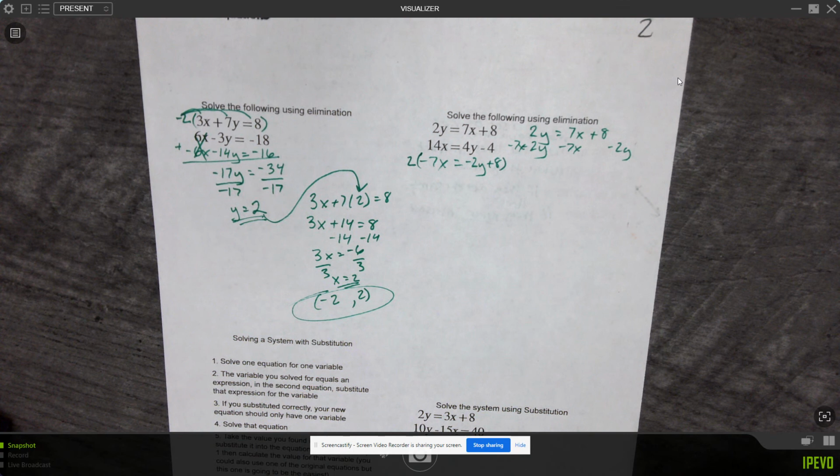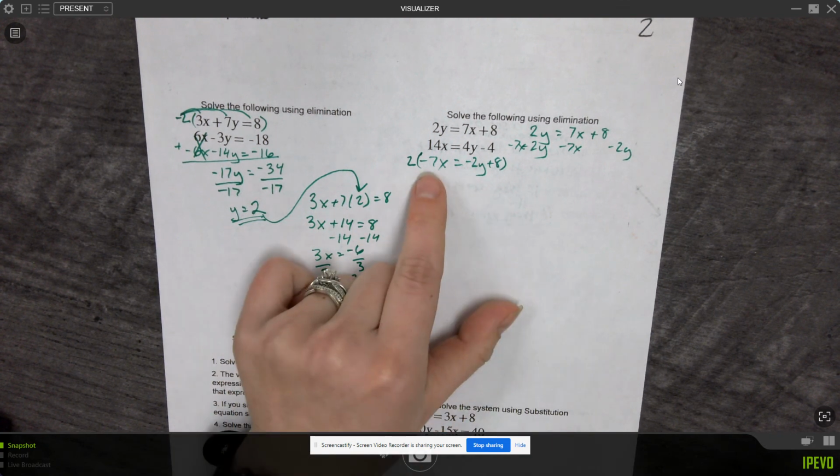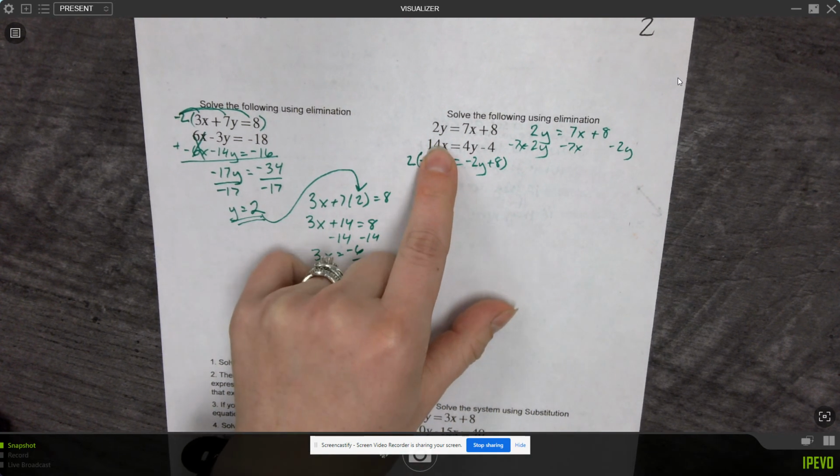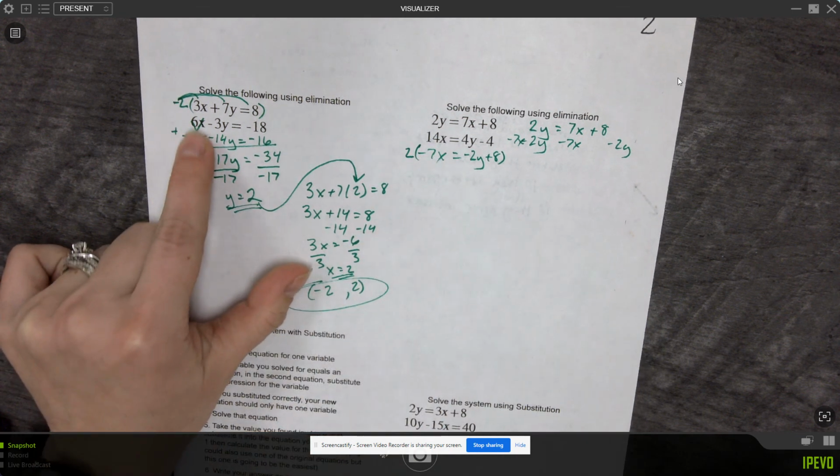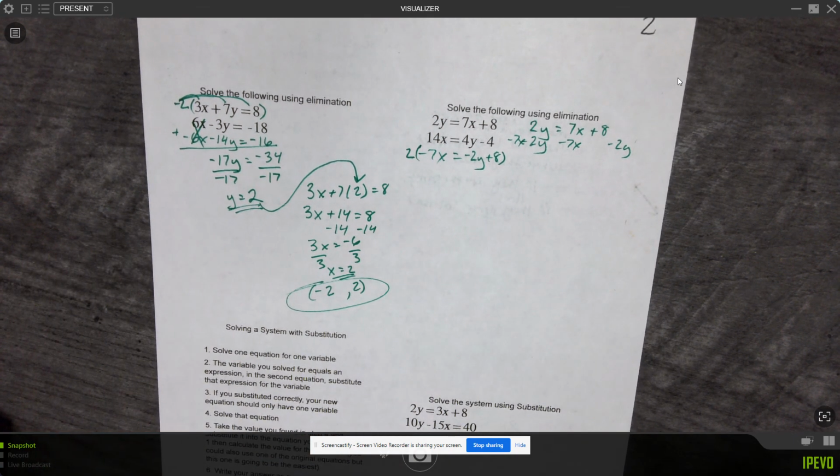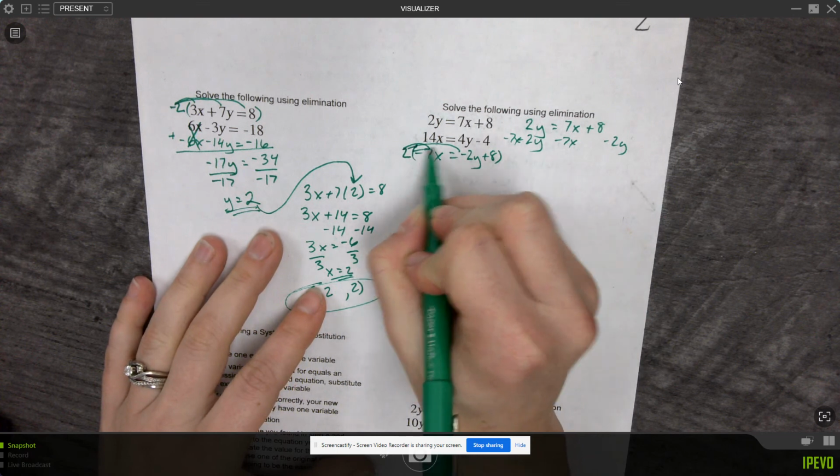Why is it positive 2 this time and not negative 2 like the last time? Well, because I already have a negative in front of this x, and this one is positive. Before, I had 2 positives, and that was my issue. I need one of each. So distributing that 2 to both terms.